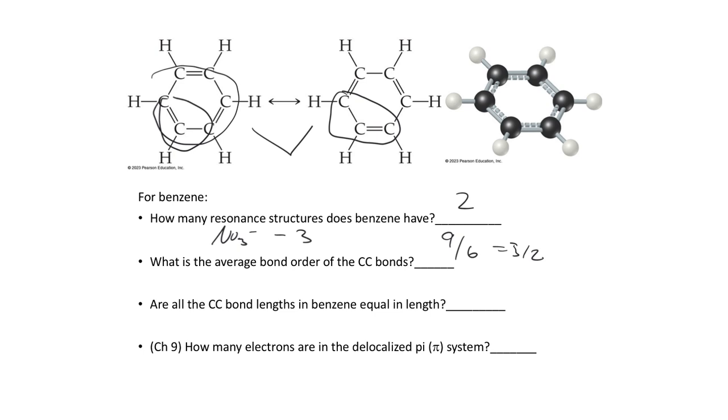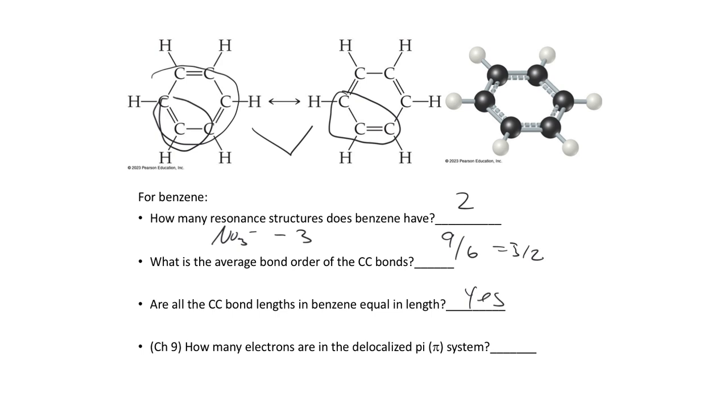Are all the carbon-carbon bond lengths in benzene equal? Yes. So all the carbon bond lengths are equal. It's never that 3 are shorter, 3 are longer. And then a question for chapter 9 is, how many electrons can we say are in this delocalized pi system? So a pi system is all the pi electrons that are participating in this system.